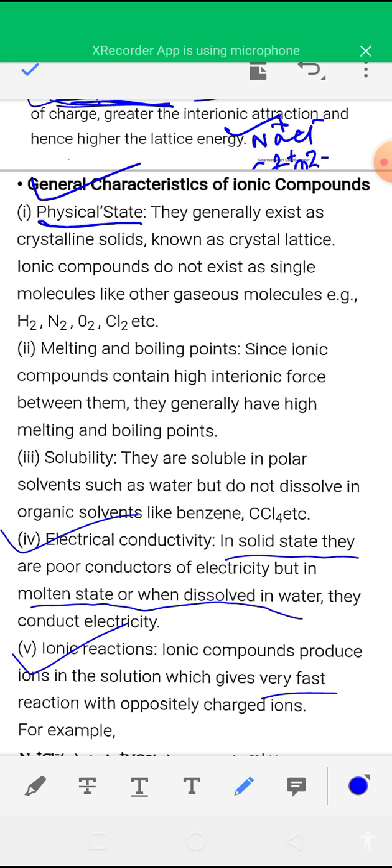Okay, and in ionic crystal in solid state, for each cation there are large number of anions, and for each anion there are large number of cations. Okay, that is in ionic compounds in solid state. Molecules of ionic compounds do not exist as a single molecule.